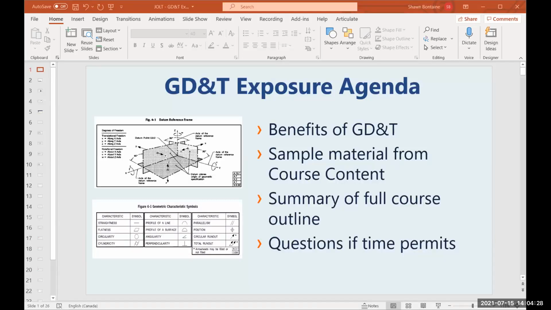Javelin runs two geometric dimensioning and tolerancing courses. We have a fundamentals course, which is a 12-hour course, and we also have an advanced course, which is also a 12-hour course. I'm going to pull out a little bit of information from the first course, the fundamentals course, just to give you a feel for what we cover in the course itself.